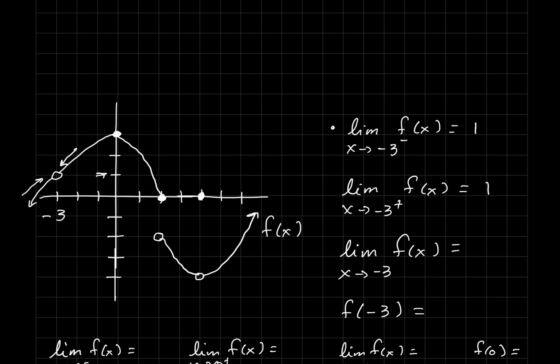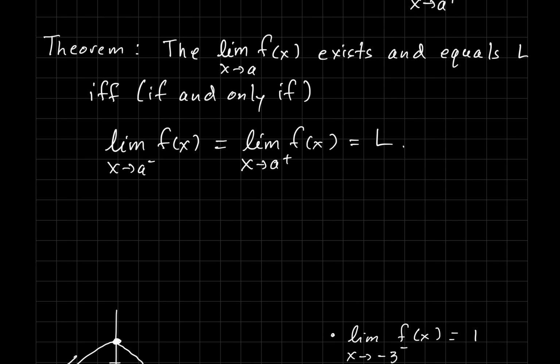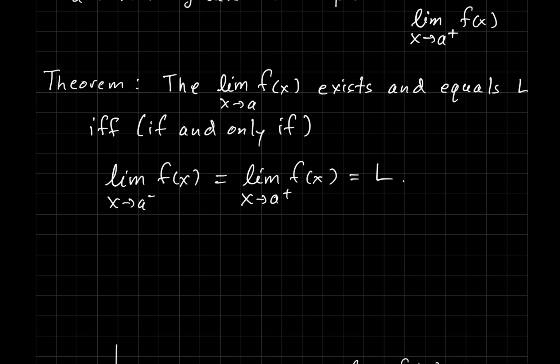Let's take a peek back at our limit theorem, which says the following. The actual limit, notice the actual limit up here, which does not have a superscript, is implying that you're looking at this limit from both sides. And this limit will exist if and only if the left and right sided limits equal the same thing. This is the key to understanding a whole bunch of things we're going to do with limits going forward.